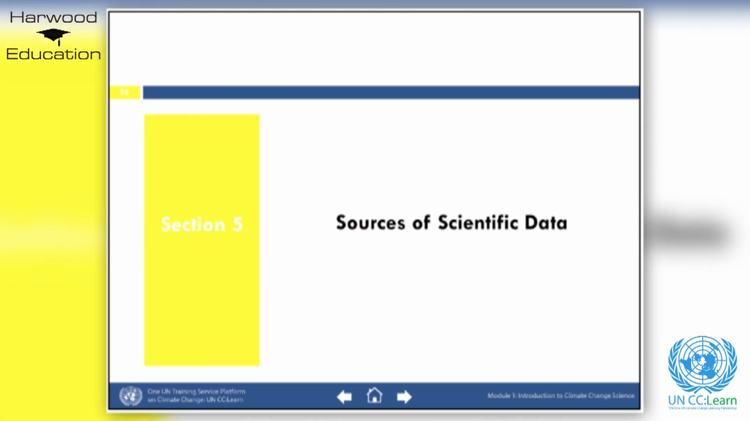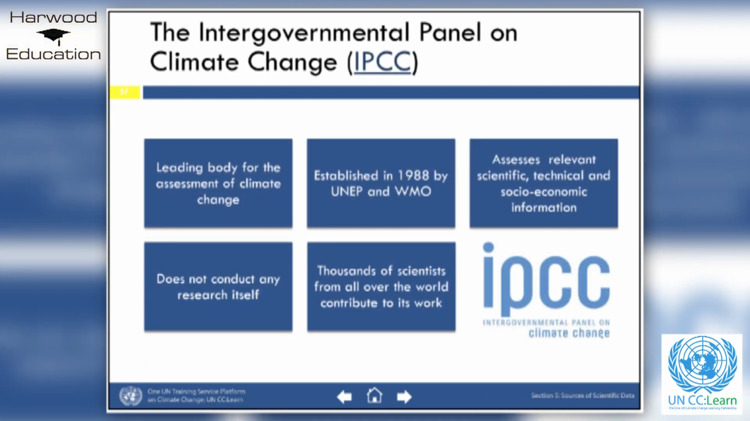Section 5. Sources of scientific data. This section provides an overview of main sources of scientific climate information, relevant programs, and institutions. The Intergovernmental Panel on Climate Change, IPCC. The IPCC is the leading international body which synthesizes and assesses climate change knowledge.